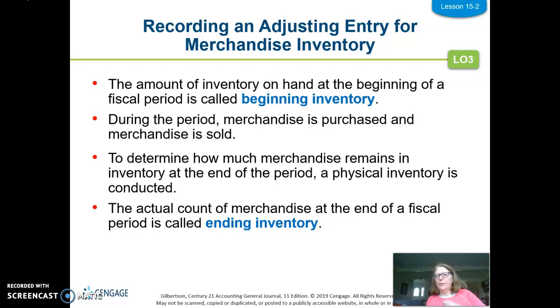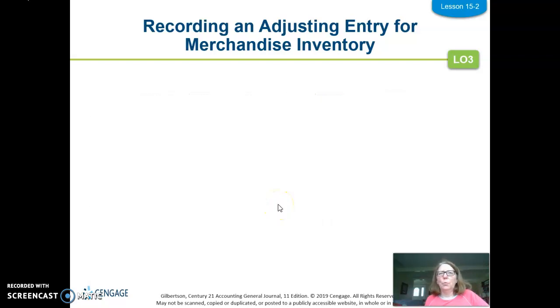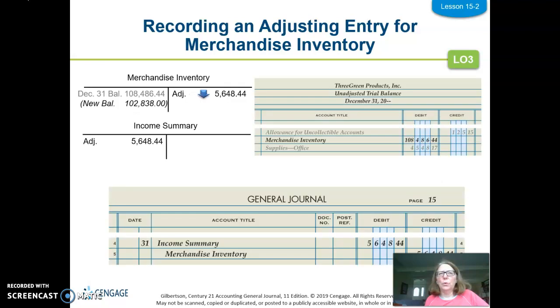The key is that when I have a starting amount on my balance sheet and I purchase and sell, that amount at the end may go up, so I would have to debit the asset to adjust it, or it may go down, meaning I have to credit it. So that means I've sold more than I purchased, so the inventory had gone down. So this entry, it depends on what happened with that ending inventory.